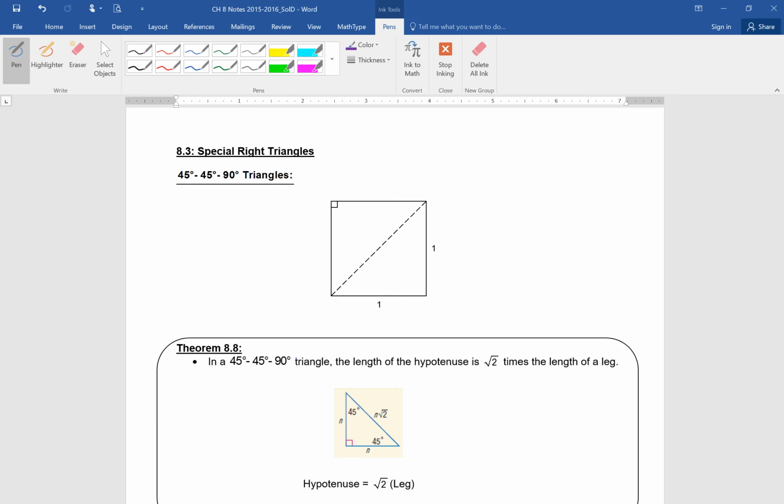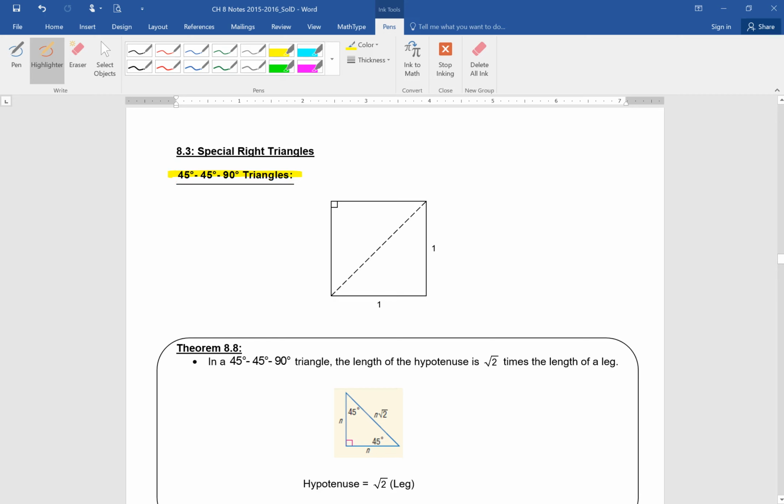It could be 30 and 60. It could be 20 and 70. It could be 10 and 80, right? But there are two special cases. And the one special case is this. It's called a 45-45-90 triangle.